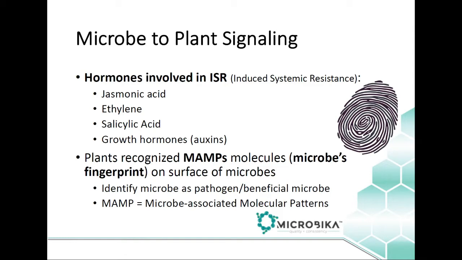Then you also have molecules on the surface of microbes. I call it the microbe's fingerprint. These are signaling molecules that tell the plant either this is a beneficial microbe, allow it into the rhizosphere or into the endobiome, or this is a pathogen, launch an attack. So it's very important for a plant to be able to distinguish, based on these MAMs or microbe-associated molecular patterns, if a microbe is part of the beneficial group of the rhizosphere or something must be done to keep it out.